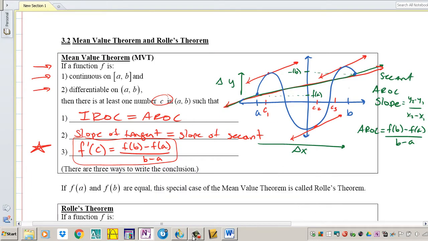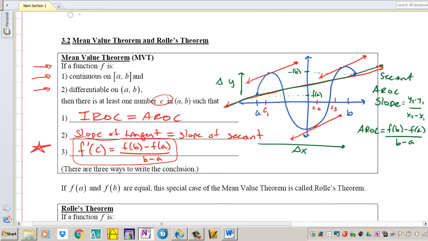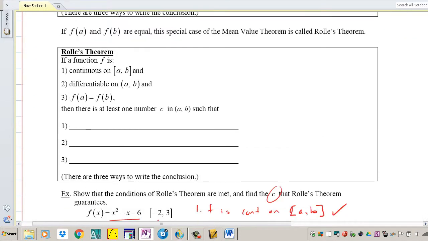Now let me go ahead and talk about the last theorem. So before we talk about that theorem, notice that A was at a different height than B. What if A and B shared the same height? I'm over here now. If f of A is equal to f of B, this special case of the mean value theorem is called Rolle's theorem.